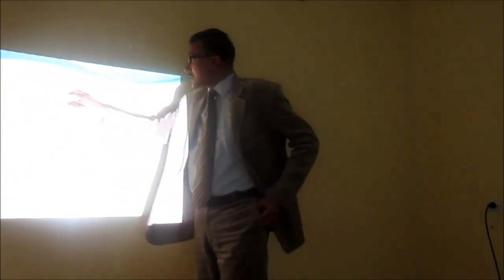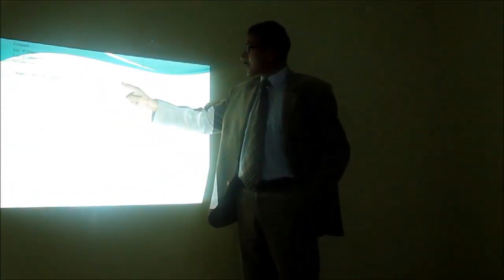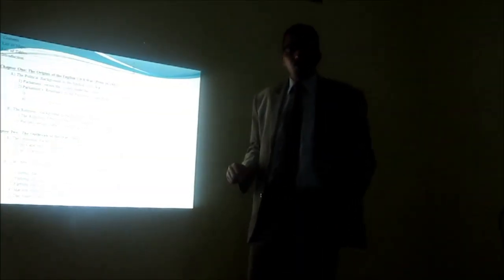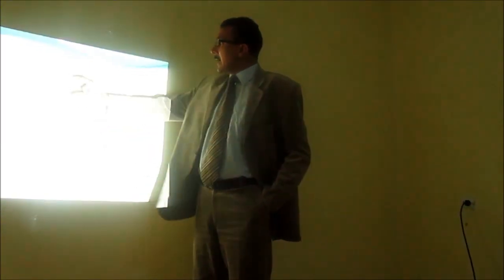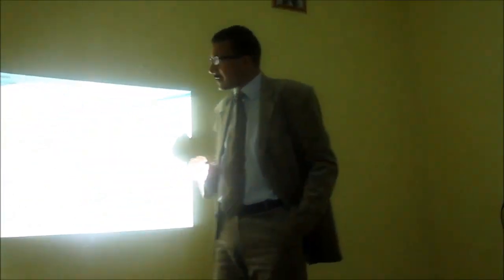So as you see here, the title of chapter 1 is The Origins of the English Civil War. And in order to fully develop the origins of the English Civil War, we have two main ideas or two main headings. We have the political background to the English Civil War, and the religious background to the English Civil War. And under capital A and under capital B, we have at least two details.